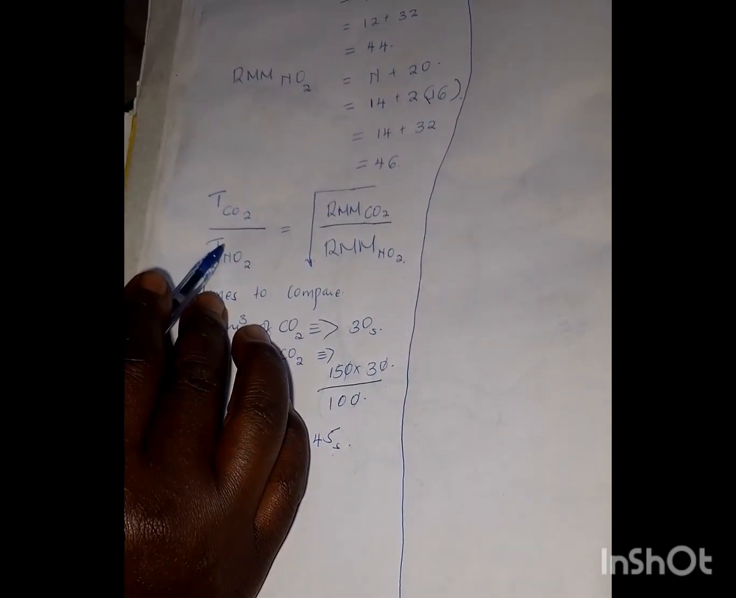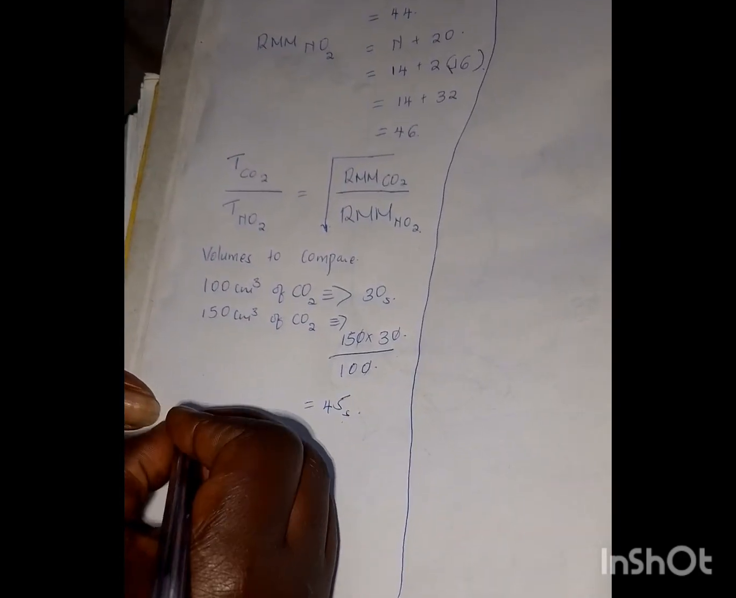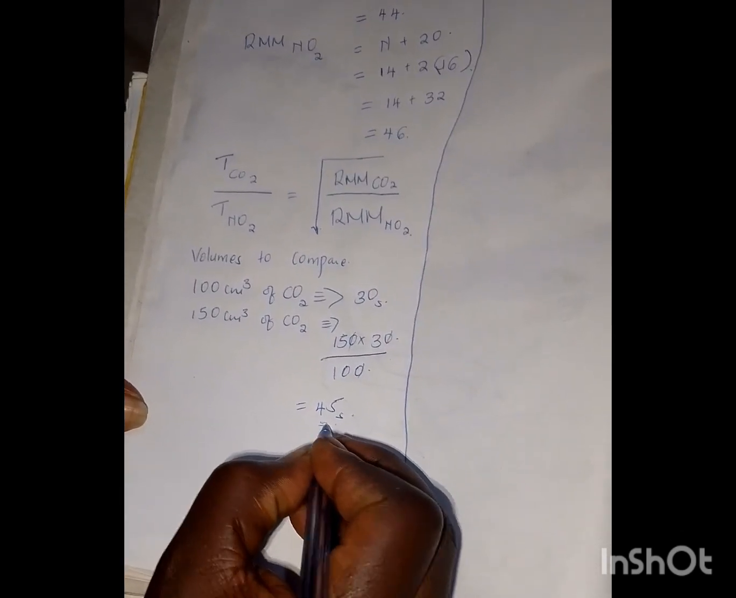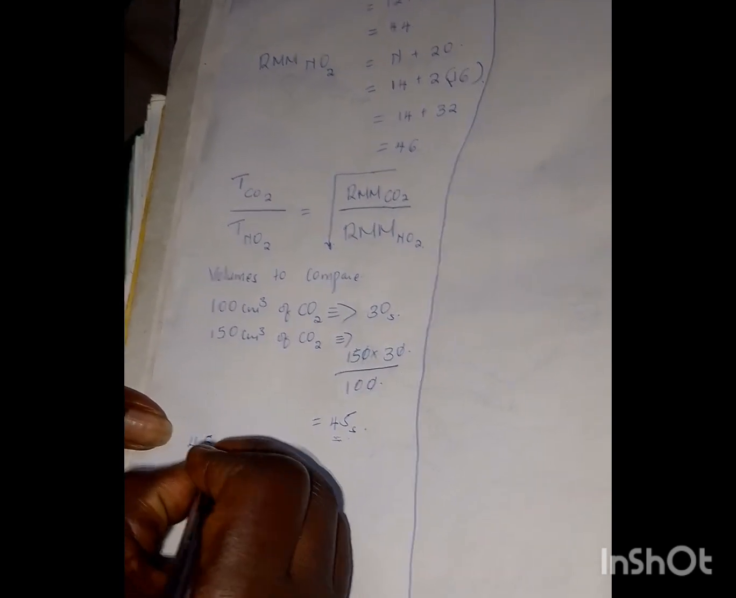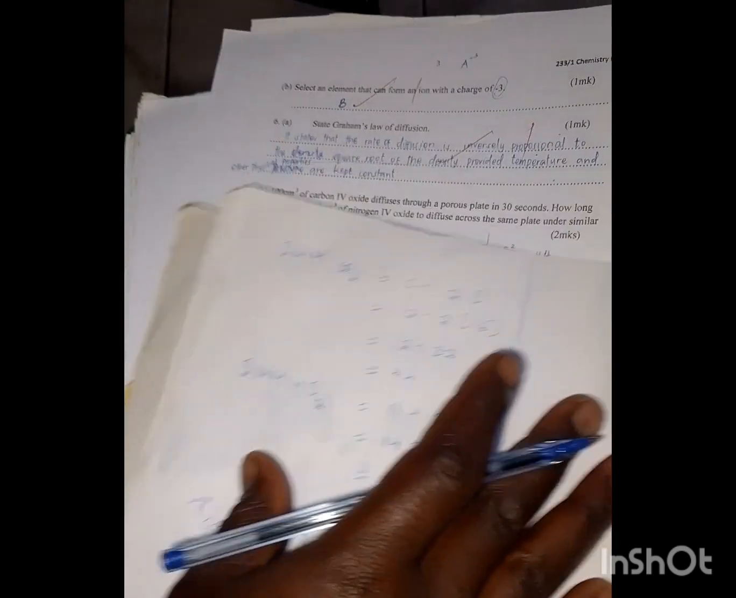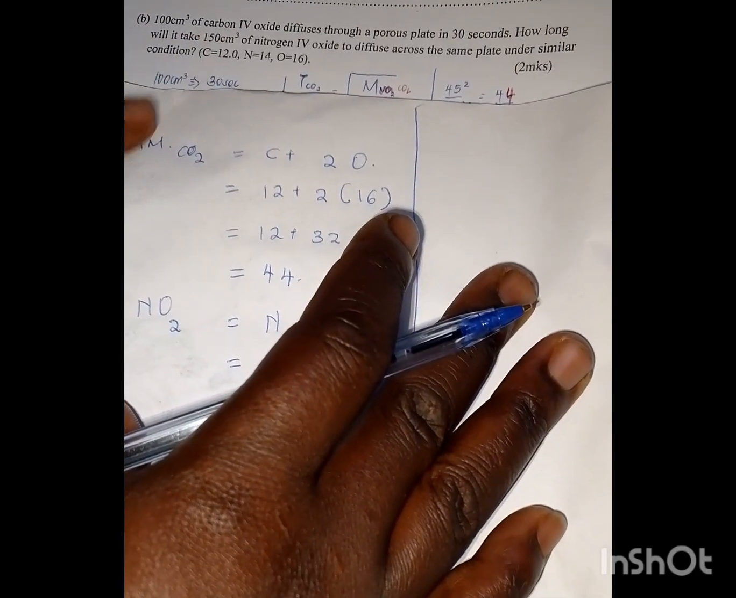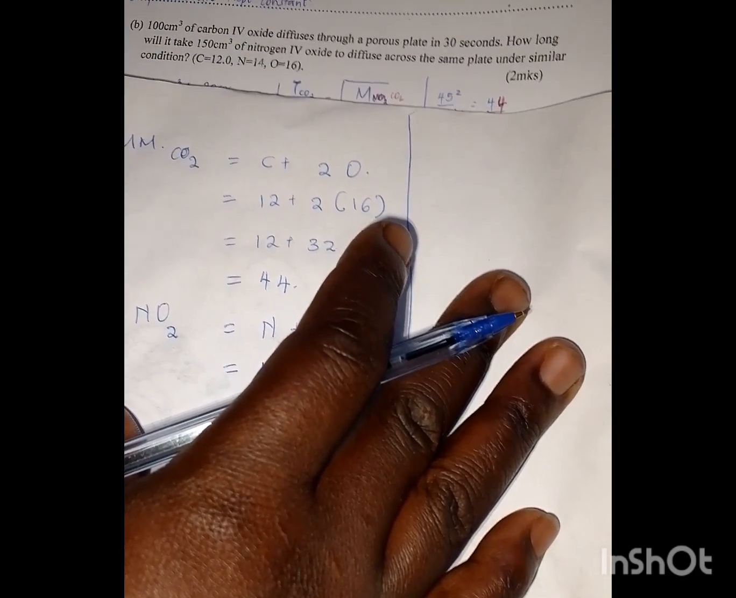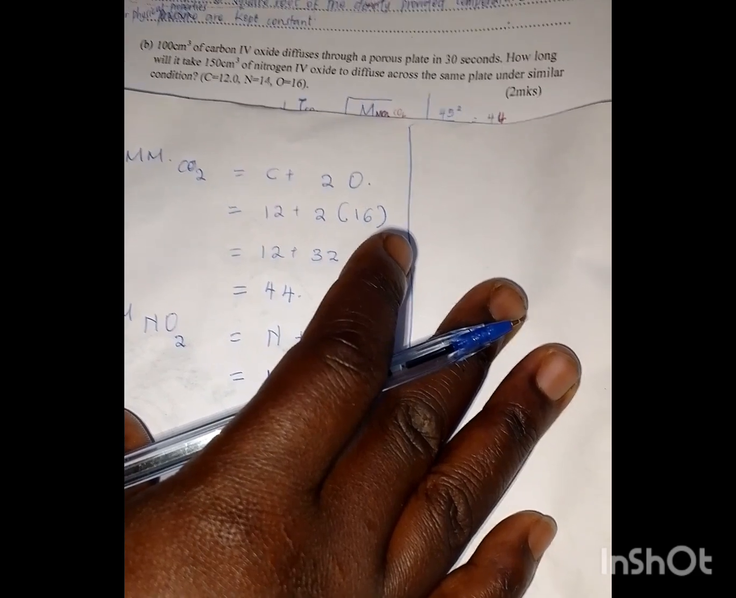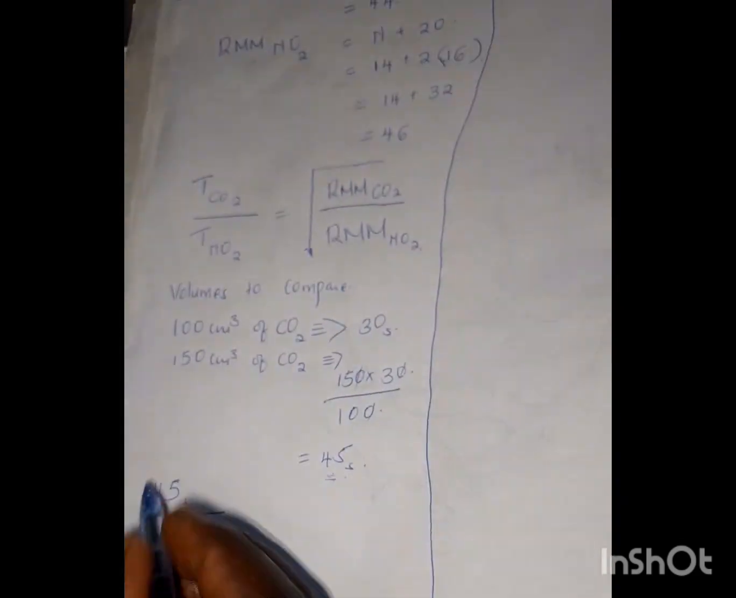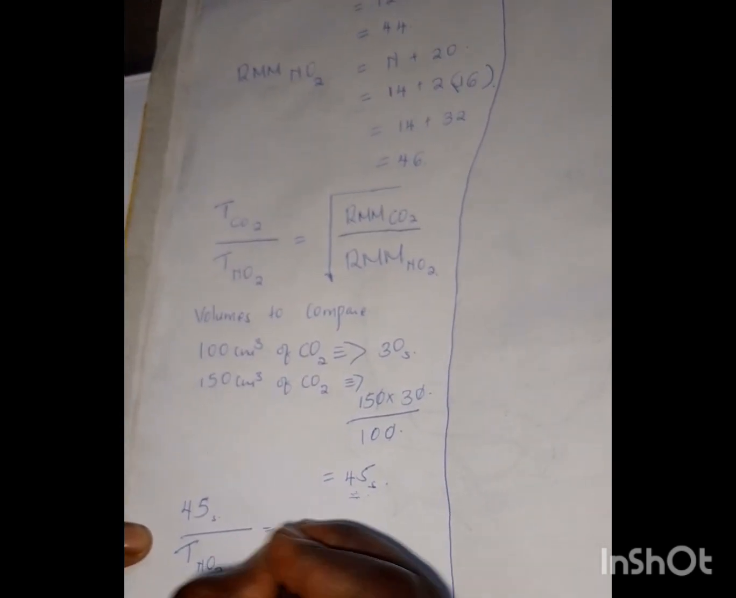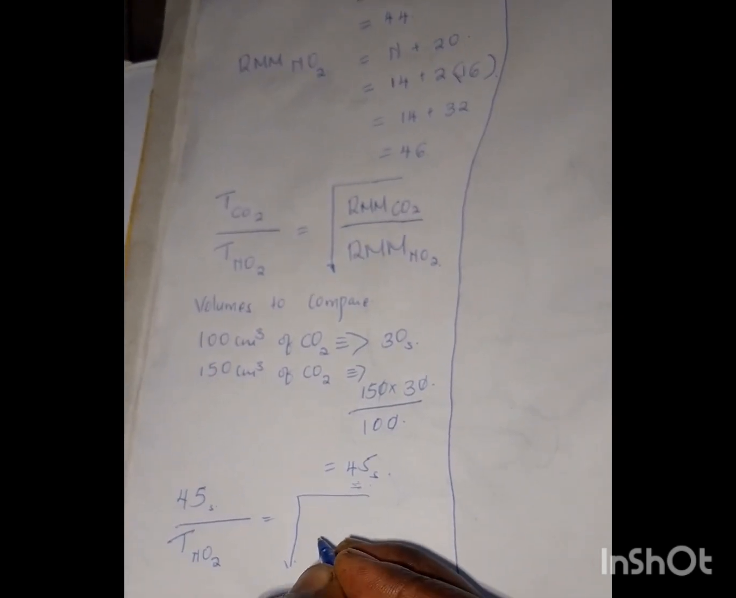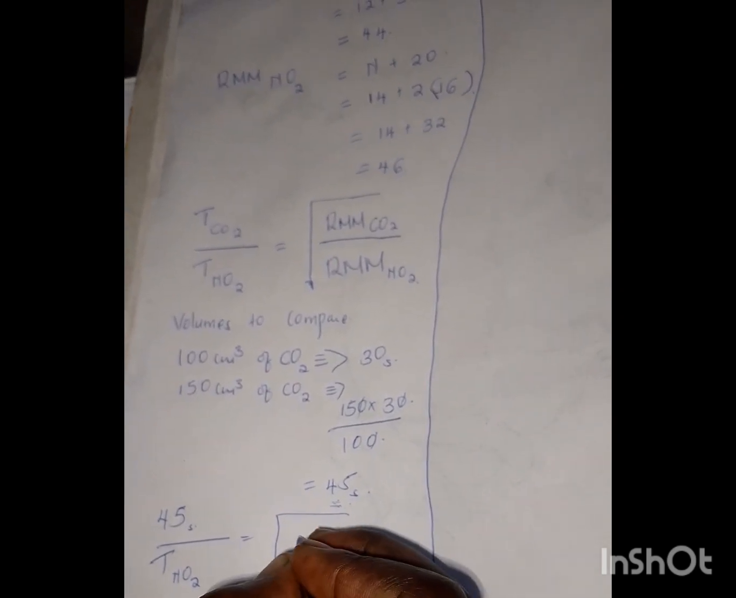So if we replace this in this equation here, we have the time of carbon dioxide, which is now 45 seconds, over the time for nitrogen dioxide. That is now what the question wants us to solve. How long will it take nitrogen dioxide to diffuse through the same porous membrane?